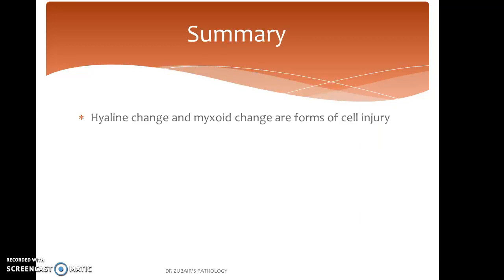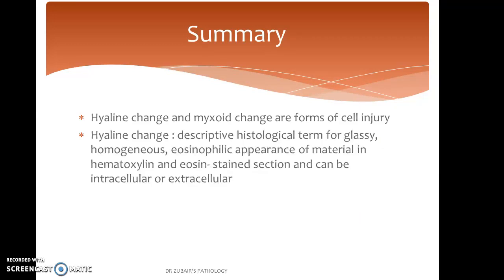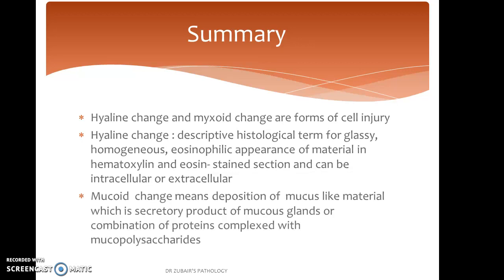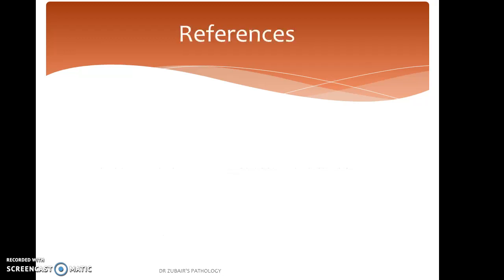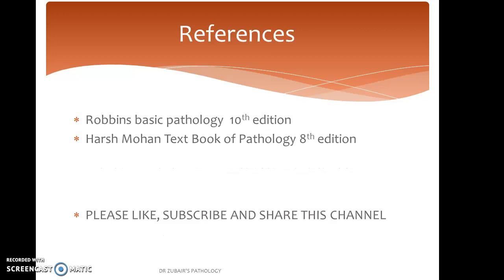To summarize, hyaline change and myxoid change are forms of cellular injury. Hyaline change is a descriptive histological term for glassy, homogeneous, eosinophilic appearance of material in H and E section and can be intracellular or extracellular. Mucoid change means deposition of mucus-like material, which is the secretory product of mucous glands or a combination of proteins complexed with mucopolysaccharides. These are my references.